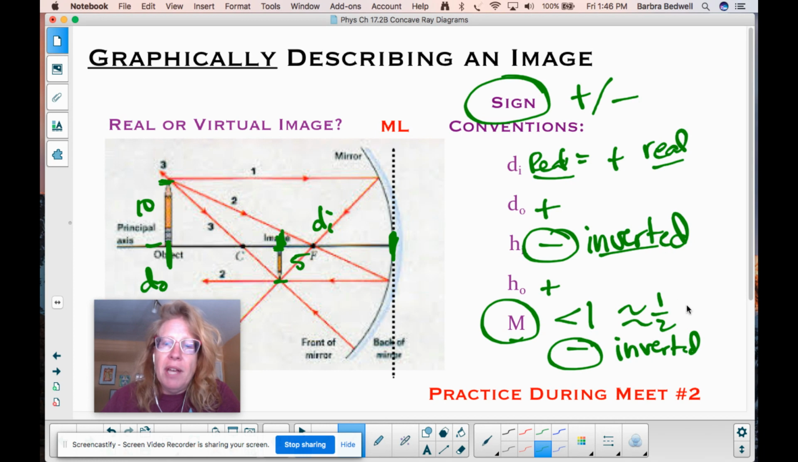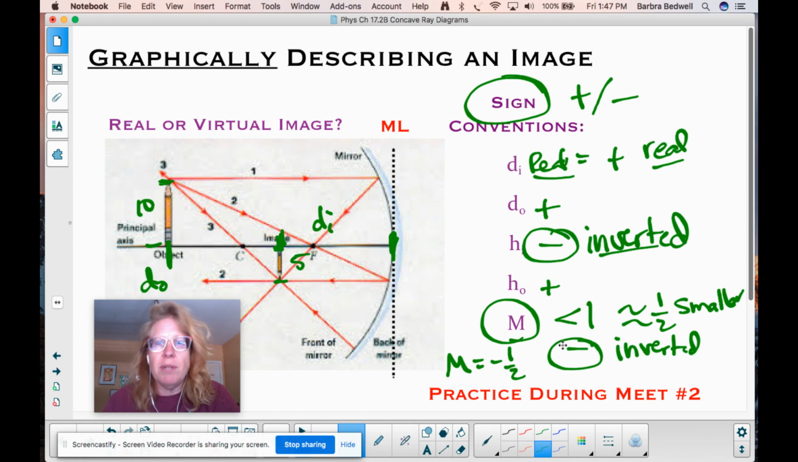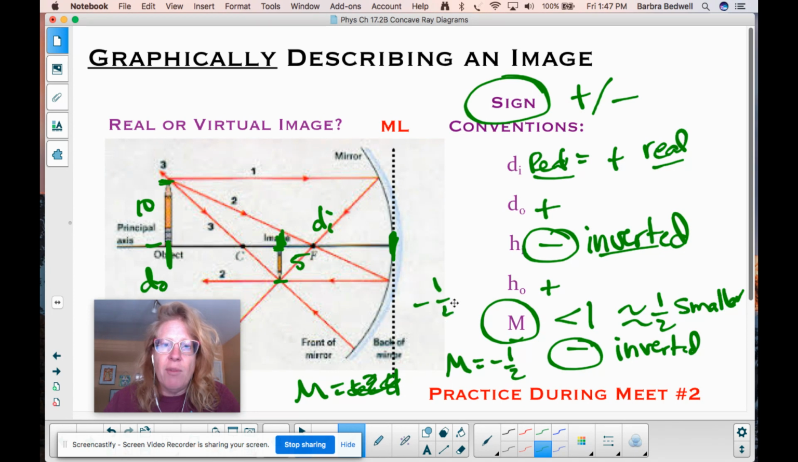So magnification less than 1 means it's smaller or reduced, you could say it that way, and it's inverted. So we could say the magnification for this is like negative 1/2 is how you would write those things together. Negative sign here meaning it's inverted, 1/2 here meaning it's smaller in size. Again, if you had a magnification of +2, it'd be twice as big and right side up. Magnification of +4, 4 times as big, and something like that. Magnification of -1/4, 1/4 the size, and upside down.